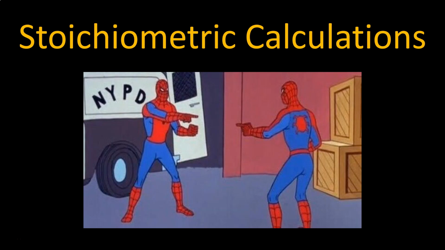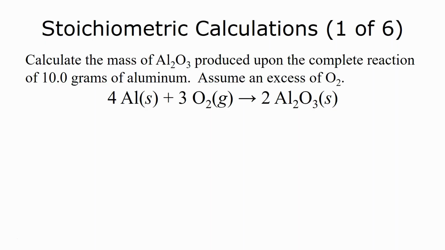In this video, we'll demonstrate how to perform stoichiometric calculations using information from the chemical reaction equation. In this first example, we're asked to calculate the mass of aluminum oxide produced upon complete reaction of 10 grams of aluminum, assuming an excess of oxygen.